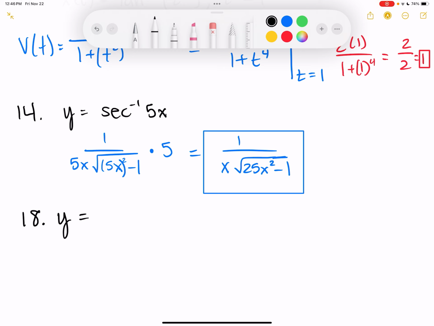Y equals the inverse cotangent of the square root of t. All right, so tangent and cotangents are the easy ones, in my personal opinion. So, I guess I should also write y prime up here. What would the derivative of this be?